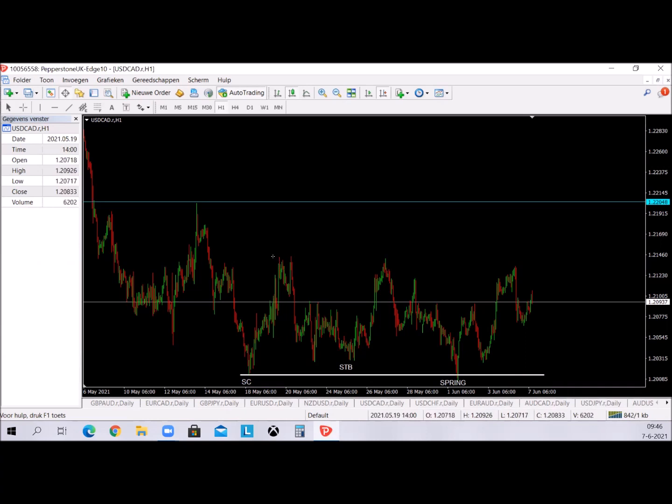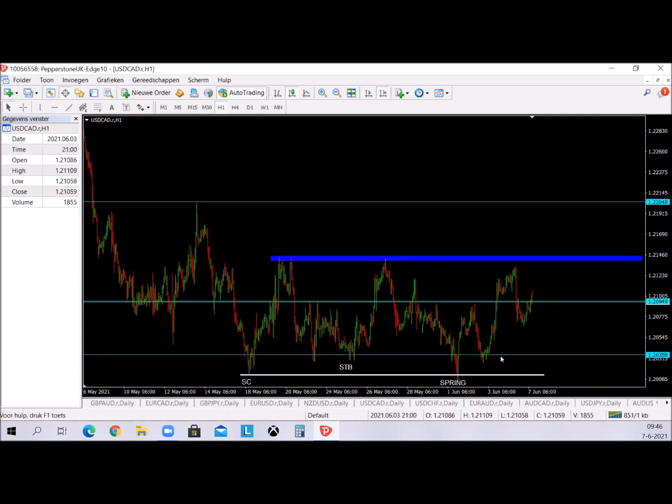So the way I do that is I wait for clean breaks of structure. My entry is around this level. My stop loss is around this level. So it's a bit over 1-to-1. And what I look for if I want to pyramid is something like this. So break above, bit of stability forming, then a break to the downside.